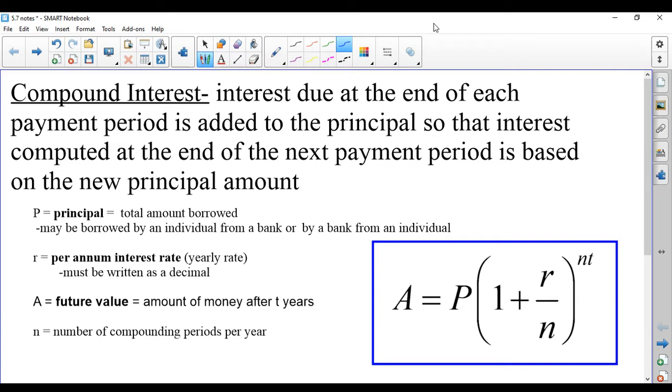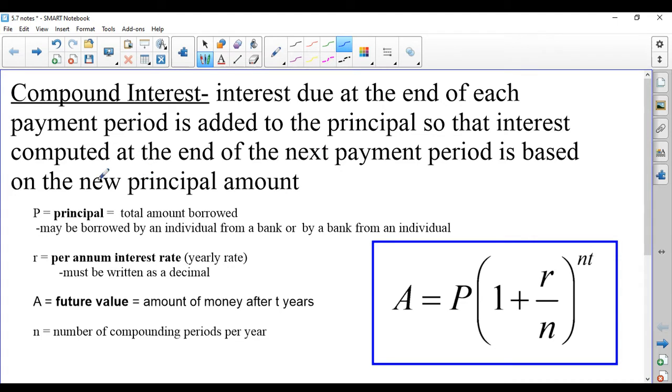Compound interest is when interest due at the end of each payment period is added to the principal so that the interest computed at the end of the next payment period is based on the new principal amount. Compound interest situations are where you earn interest on your interest.